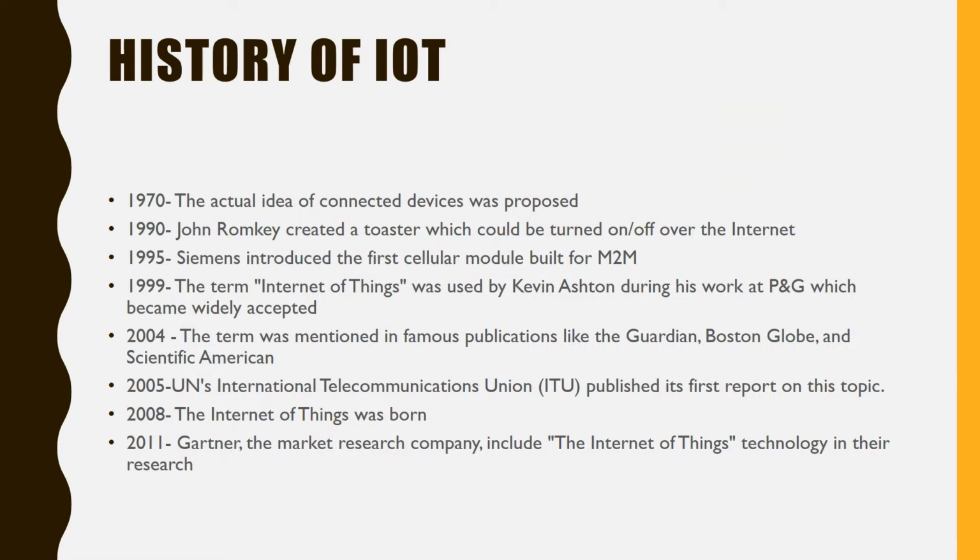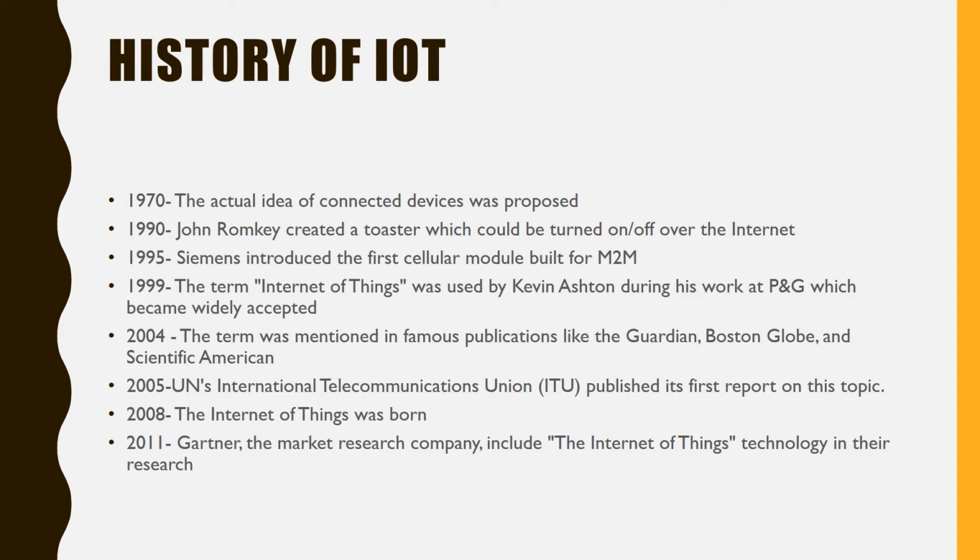Now the history of IoT. The history of IoT started in the year 1970, when the actual idea of connected devices was proposed. In 1970, the idea of connecting these devices with the help of networking was proposed. Then John Romkey created a toaster which could be turned off over the internet. Now you can see in 1990 the technology was so much developed that John Romkey, a scientist, was able to control his toaster from a remote location.